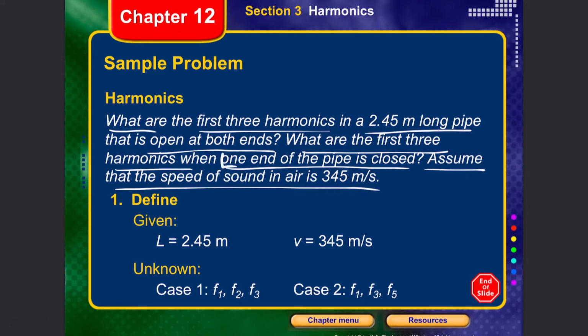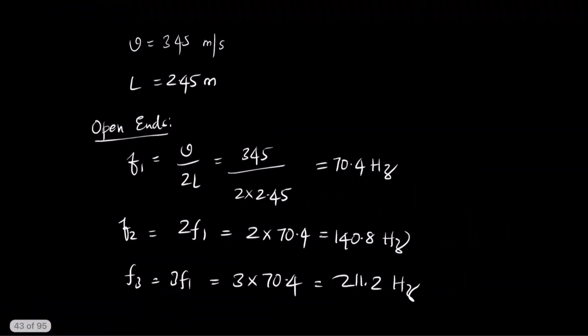Now they've asked us, when one end of the pipe is closed, what would be the first three harmonics. So now let's write down the formula for F1. F1 becomes V by 4L. So it becomes 345 divided by 4 times 2.45. That gives you a value of 35.2 hertz.